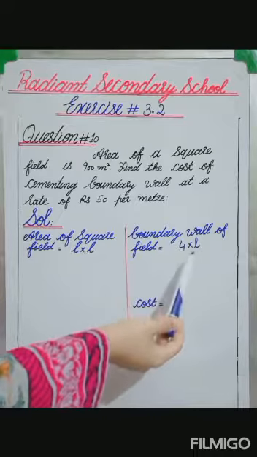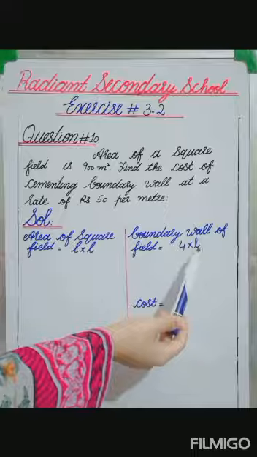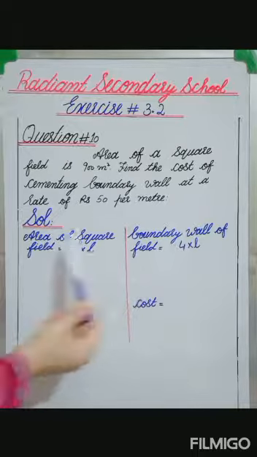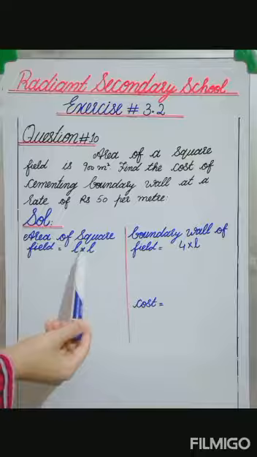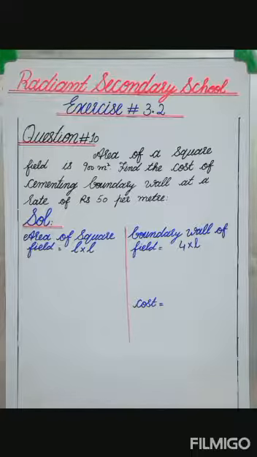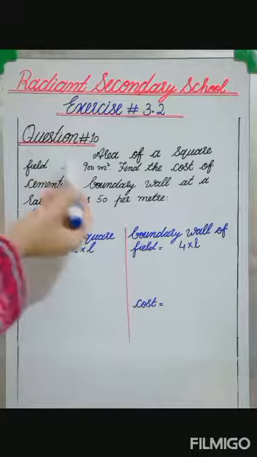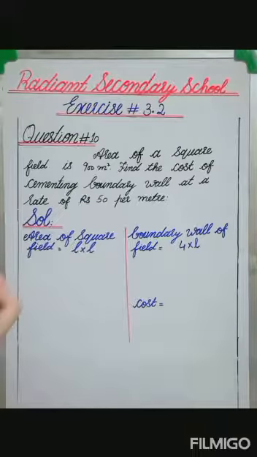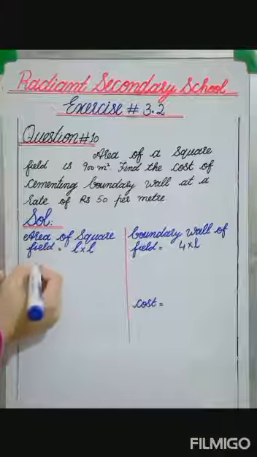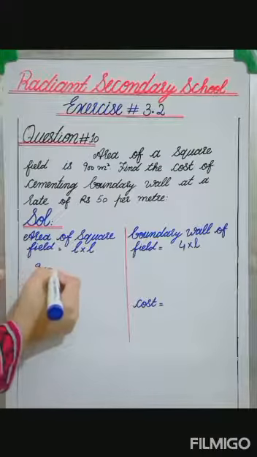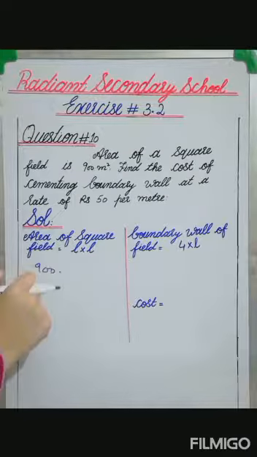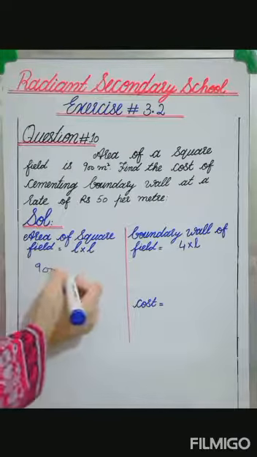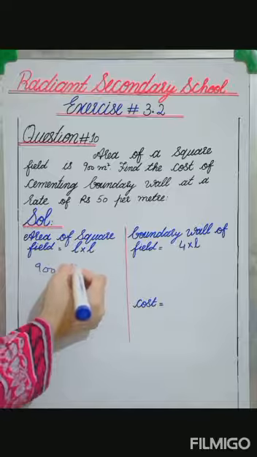But here we don't know the value of length. So we will find the value of length with the help of this formula: area of square is equal to length multiply length. Let's start putting the values. Area of square is given, which is 900 meters square. So I will write area of square is 900. Now you can see length is being multiplied by itself 2 times, so I will write length square.